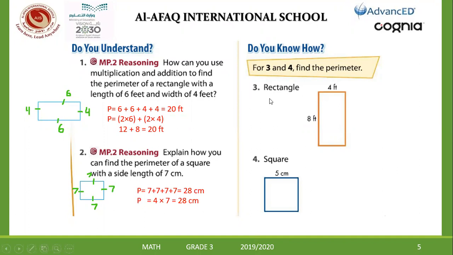And number 3 with me. Find the perimeter. It is a rectangle. Remember with me the properties of the rectangle. Each two opposite sides are equal. So it is 4 and it is also 4. 4 feet, of course. It is 8 and the opposite side here is 8.